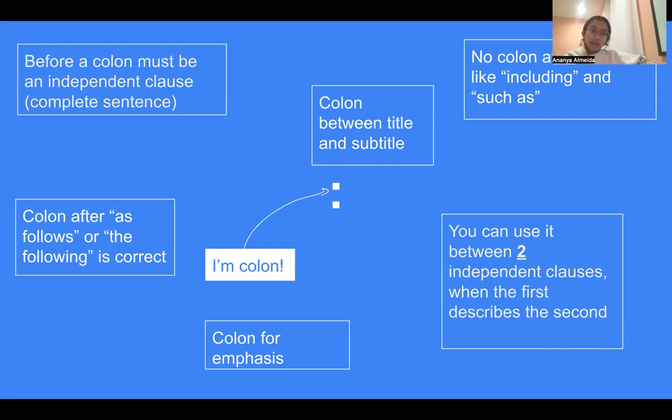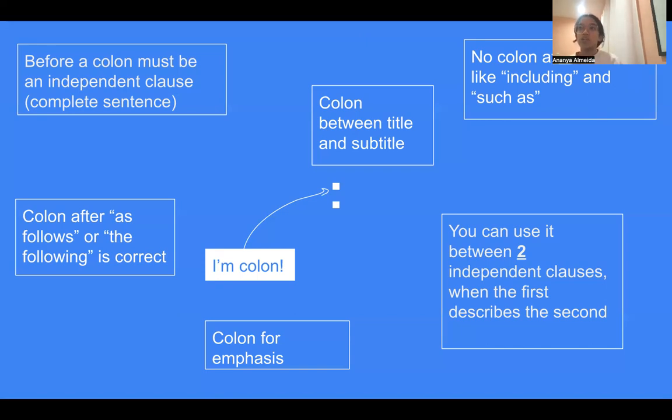A colon that follows "as follows" or "the following" is correct, but there should never be a colon after words and phrases like "including" or "such as." There can be a colon between a title and subtitle. A colon can be used for emphasis, and you can use it between two independent clauses as long as the first is describing the second.